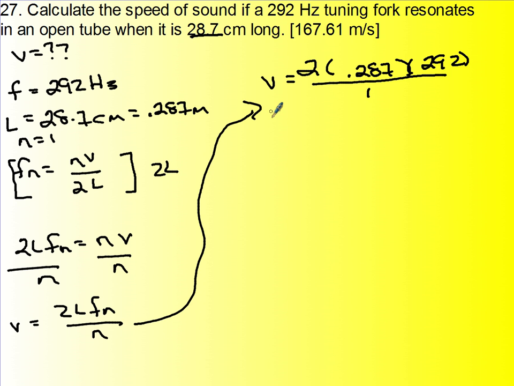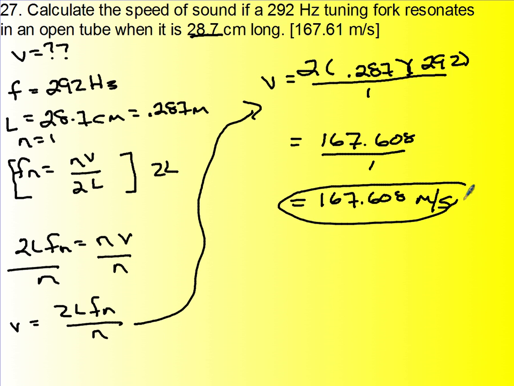All right, so let's see. 2 times 0.287 times 292 is 167.608, and it's divided by 1. Now, you don't have to do this step. 167.608 meters per second. That's too big. 167.6 is fine.